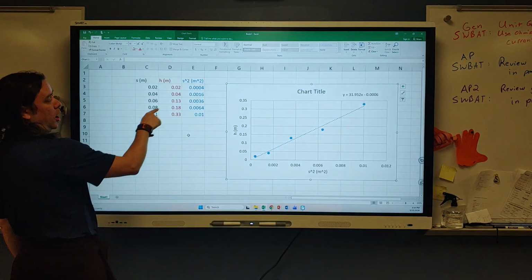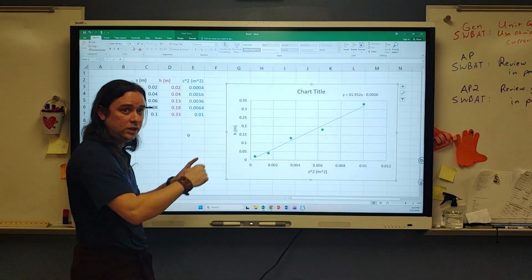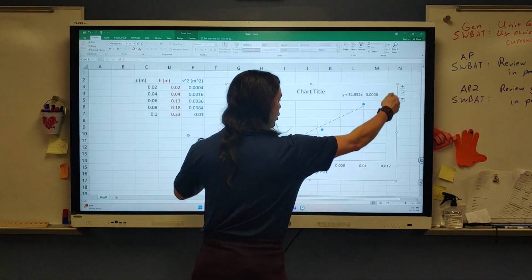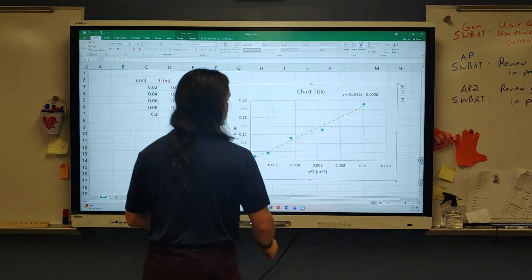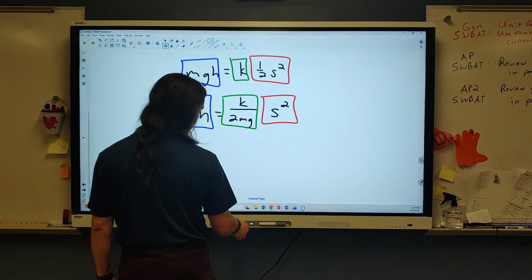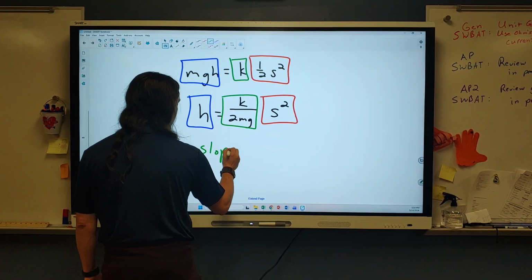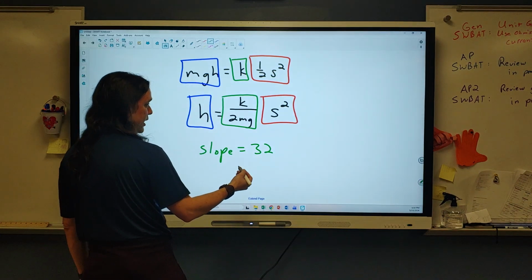Here's my raw data, I squared that, and then I had Excel generate the graph for me. You do need to be able to graph this by hand. We put the dots in, I get out my clear ruler, I do my best fit line to the best of my abilities, and I find that my slope is 31.95. So my slope on this graph is coming up to be, from my analysis, 32 with appropriate units.